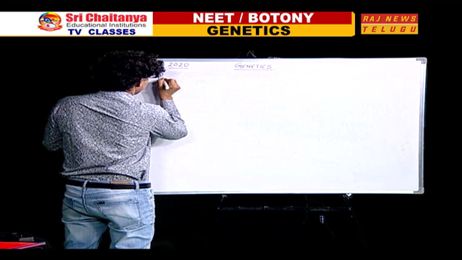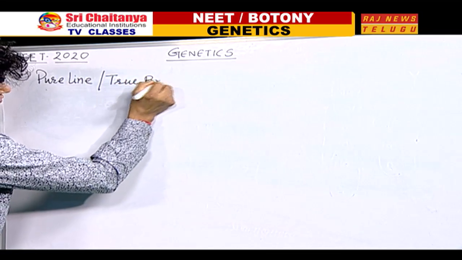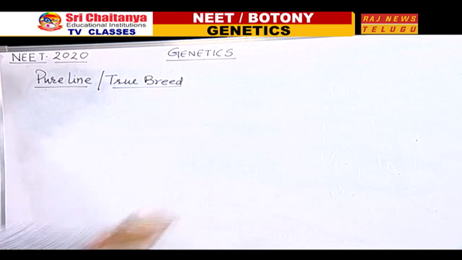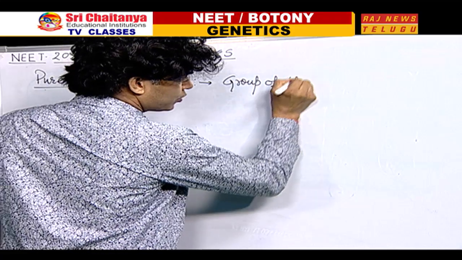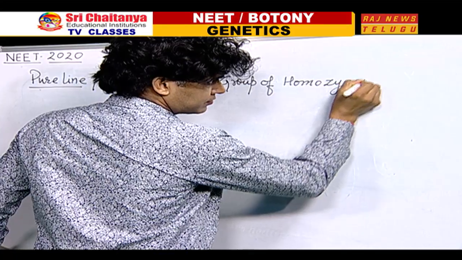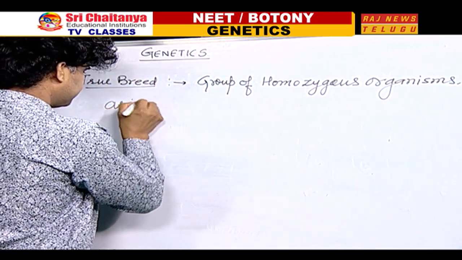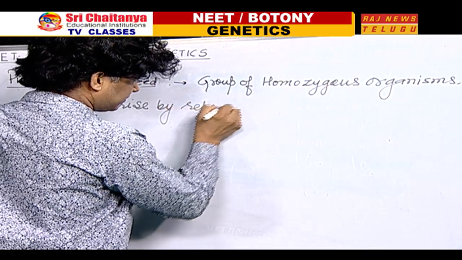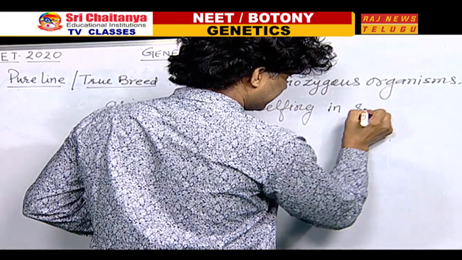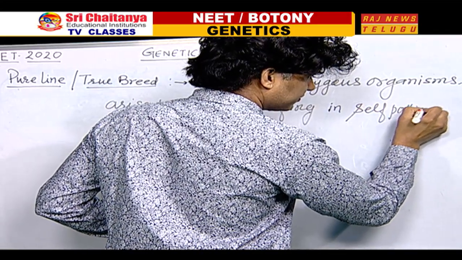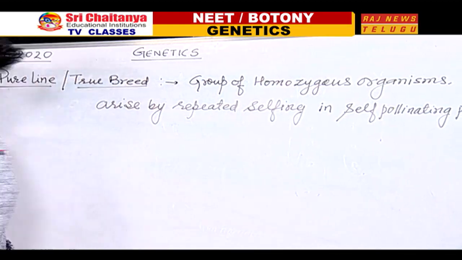Pure line or true breed means a group of homozygous organisms that arise by repeated selfing in self-pollinating plants. This is called a pure line or true breed.